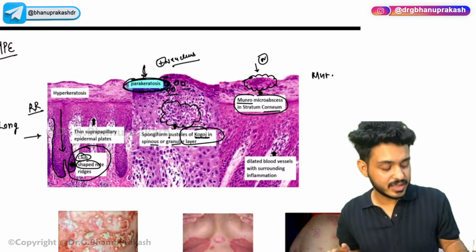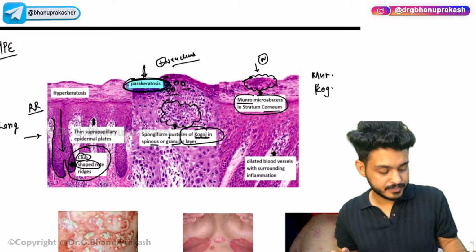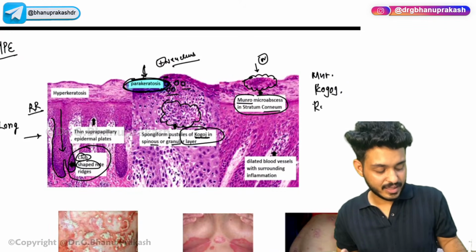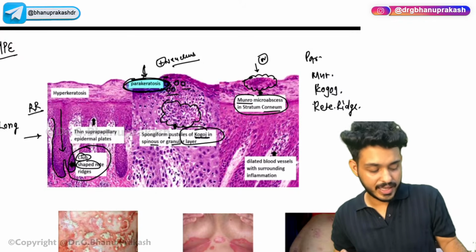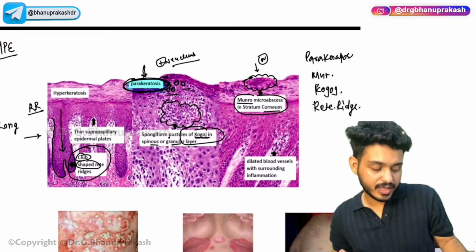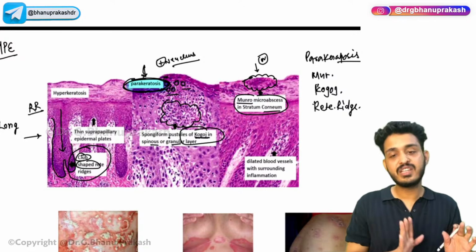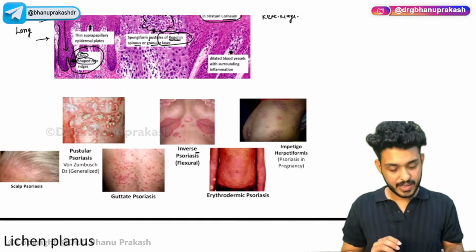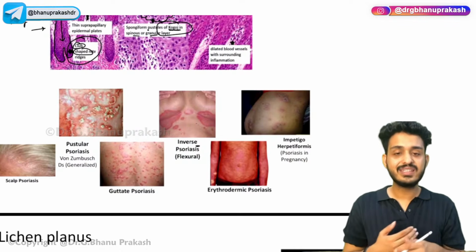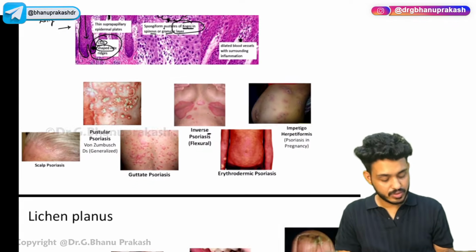Munro's microabscess, okay, Kogoj's pustule. Okay, next is elongated rete ridges, long rete ridges, and lastly we are having parakeratosis. Important stuff. Please remember this information and your questions will be easy for you. Okay, now let's see different kinds of psoriasis before moving on to lichen planus.